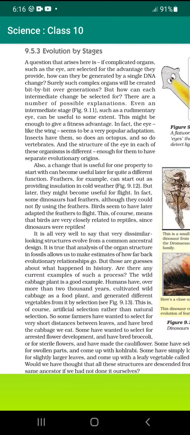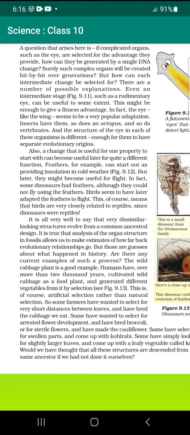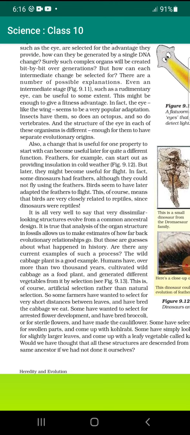Evolution by stages. A question that arises here is, if complicated organs such as the eye are selected for the advantage they provide, how can they be generated by a single DNA change? Surely such complex organs will be created bit by bit over generations, but how can each intermediate change be selected for? There are a number of possible explanations.